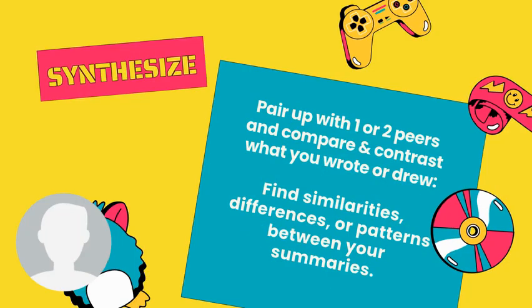Next up, we are going to get into small groups and synthesize our summaries. Pair up with 3 or 4 peers and compare and contrast what you wrote or drew. Find similarities, differences, or patterns between your summaries. Teachers, please pause the video for the students to complete part 2 of our activity.